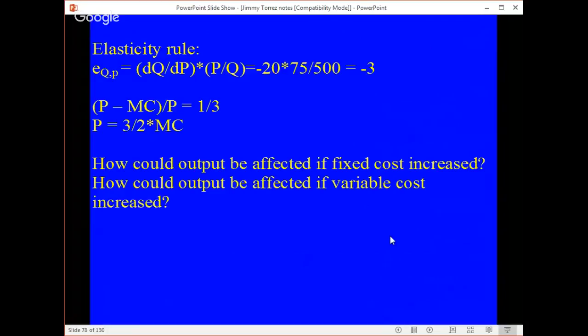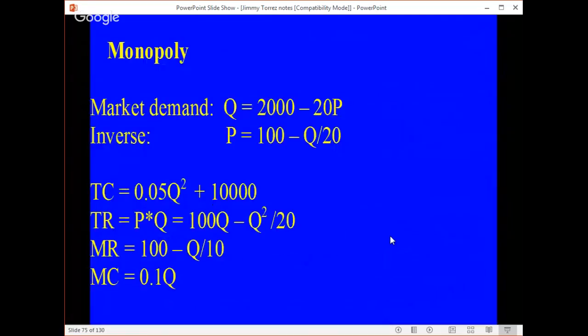Where do I get the negative 20 from in the elasticity formula that I just had? The slope, or the change in Q with respect to P, is negative 20 for him.